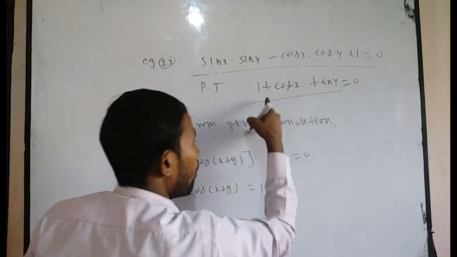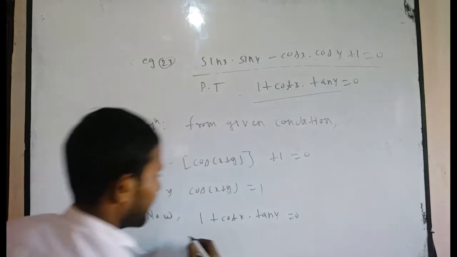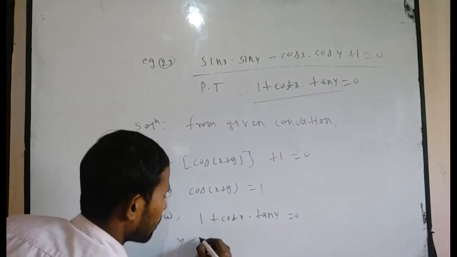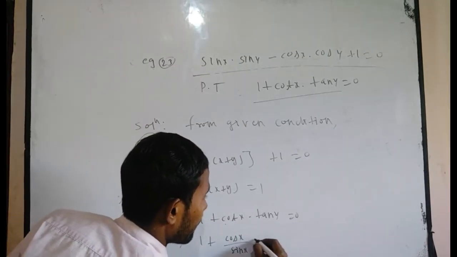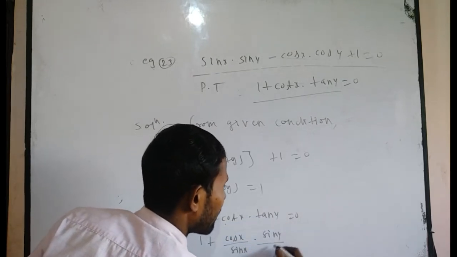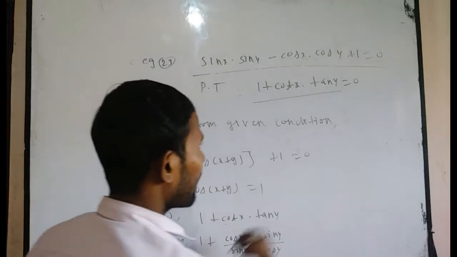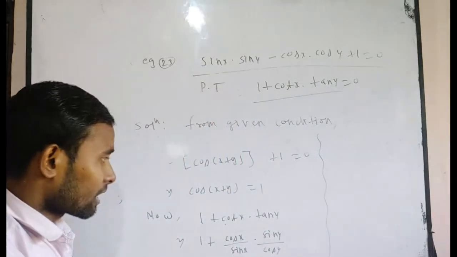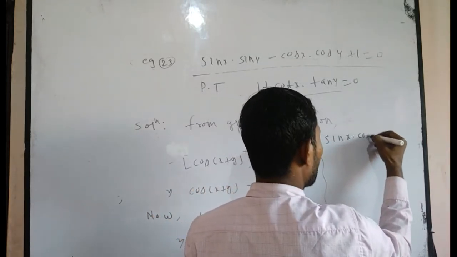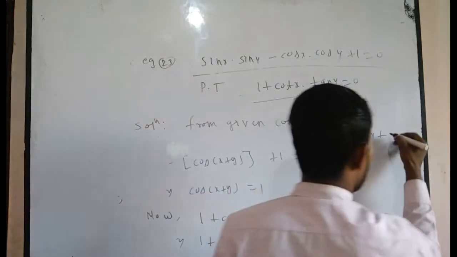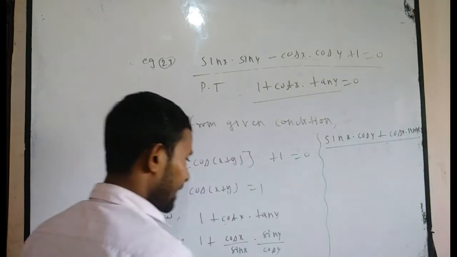Now, 1 + cot x tan y is equal to 0. That implies that if you write it, 1 + cot x, that will be cos x by sin x, into tan y, that will be sin y by cos y. If you take its LCM, you get sin x cos y plus cos x sin y, divided by sin x cos y.